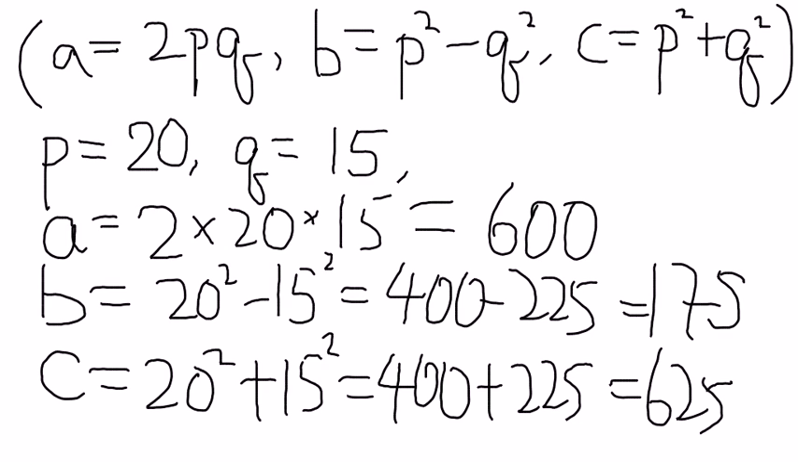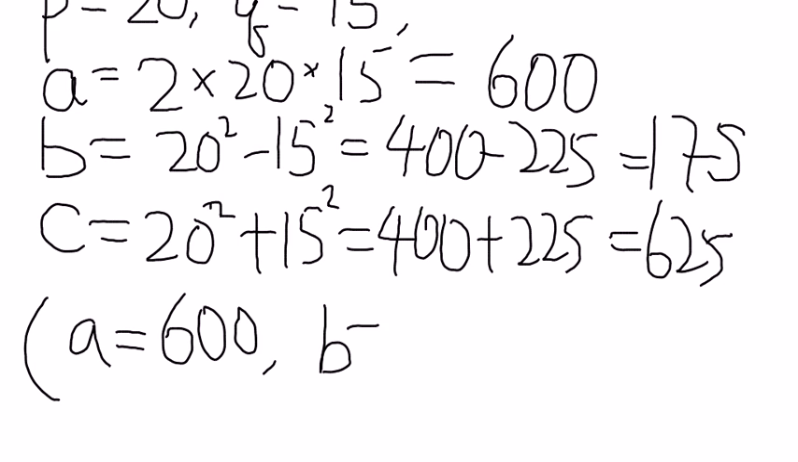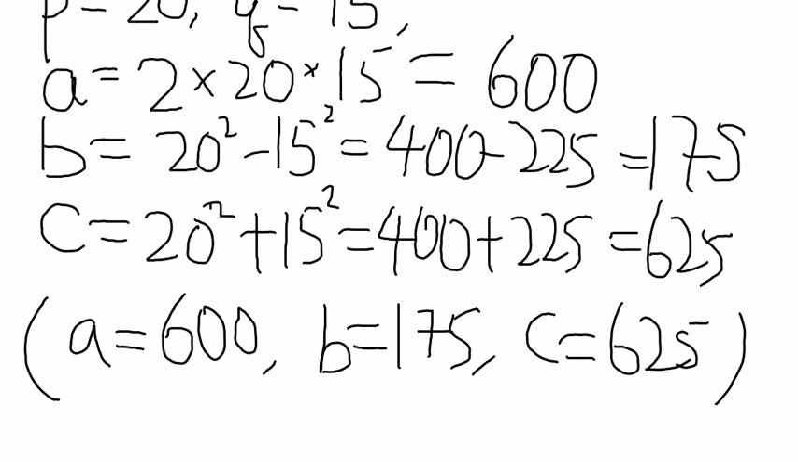So now it's an exercise for you to check. Now we have a equals 600, b is 175 and c is 625. It's a quick exercise for you to check by calculator that we should be able to get the correct relation a squared plus b squared equals c squared. Okay, so now that's basically the end of this exercise.